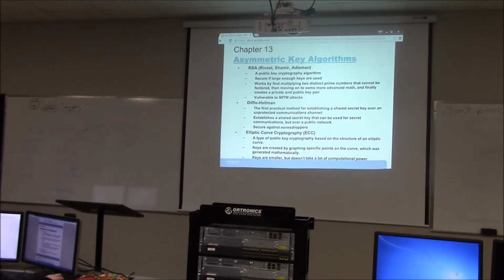Any other questions about symmetric encryption? We know it uses the same key. Keys are linked together.